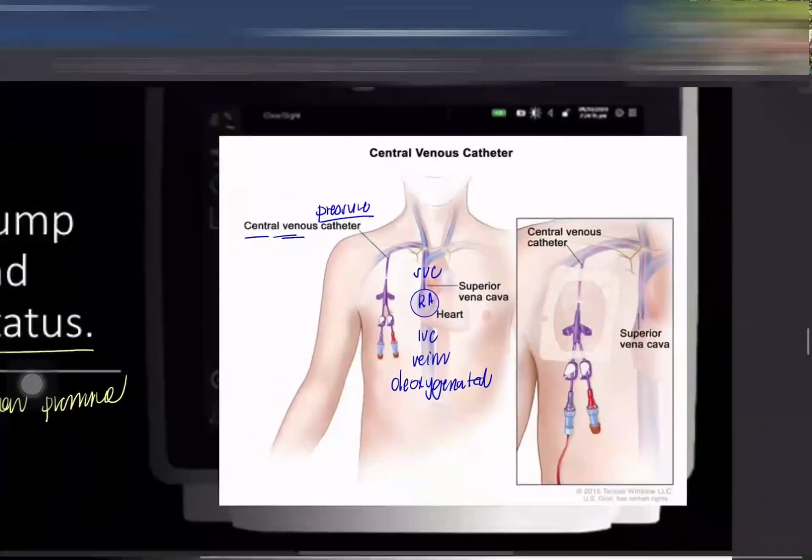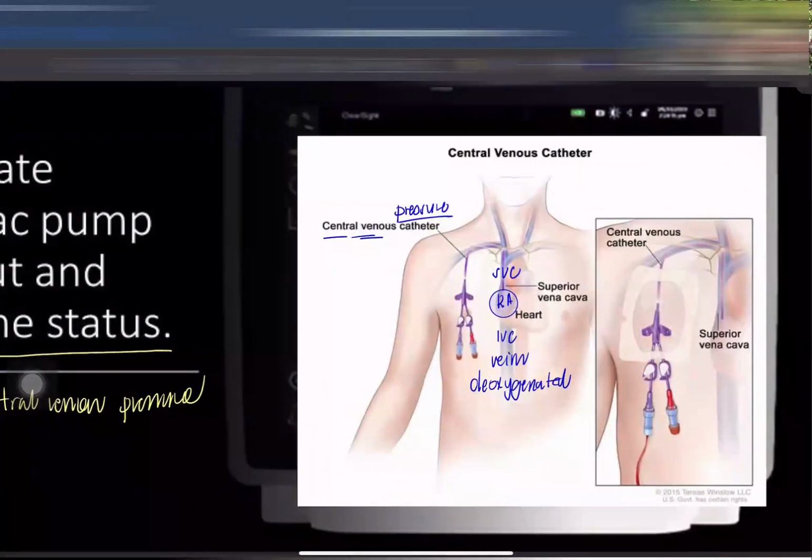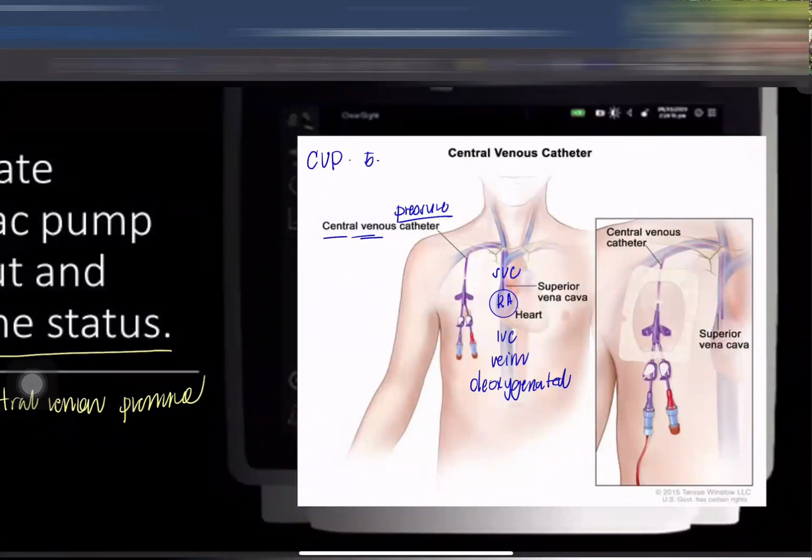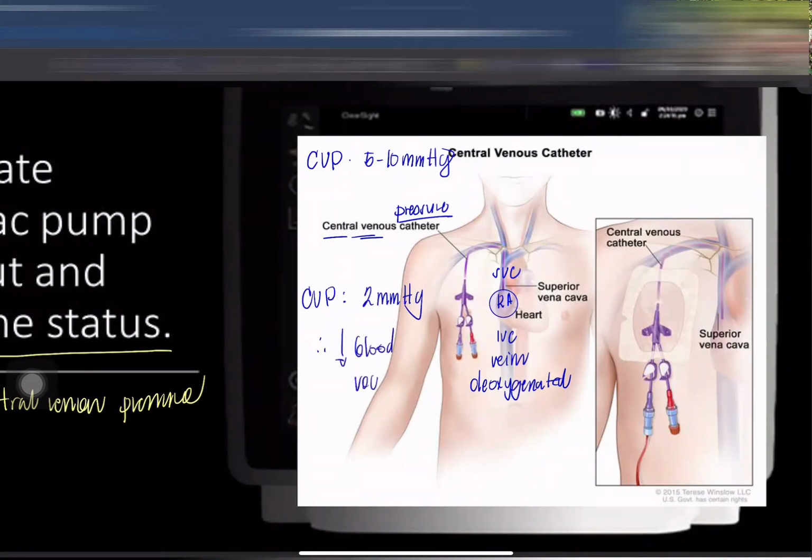Anong gagawin mo bilang nurse? Class, bilang nurse, you monitor that CVP. Your CVP, class, normally is between 5 to 10 millimeter mercury. Class, pag yung CVP natin bababa, halimbawa, the CVP is 2 millimeter mercury, one conclusion that I could get is that there is a decrease in the blood volume of my patient.